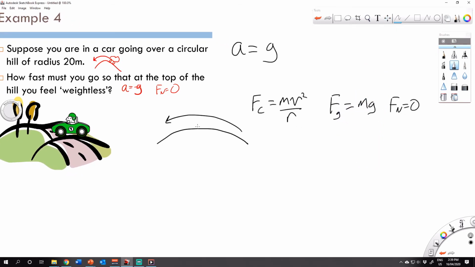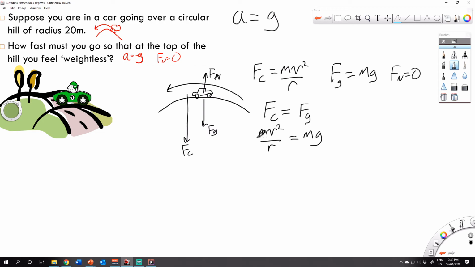If I analyze my situation at the top, I have normal force, I have gravity, and my centripetal force is going this way. So our centripetal force ends up being our net force, because we want to keep it going around the circle. And the normal force, we want to reduce that as much as possible. So in order for normal force to be completely neglected, we have to ensure that the centripetal force is equivalent to the force of gravity. We set the equations equal to each other: mv squared over r equals mg, like so.